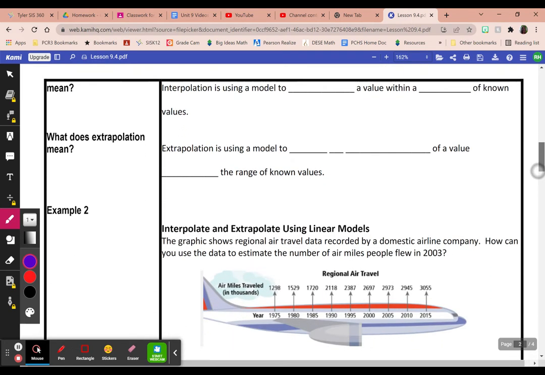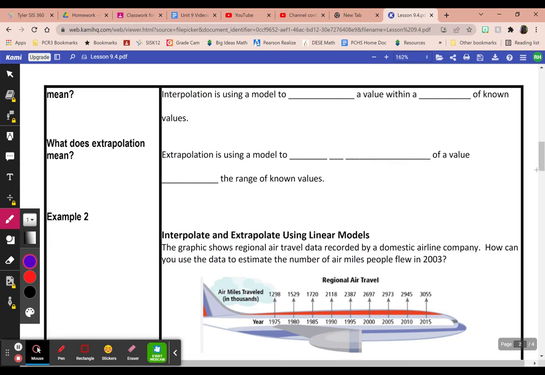All right, so next one, interpolation and extrapolation. So interpolation is going to be using a model to estimate a value within a range of known values. So if they give us a range of numbers, we can kind of estimate where we think another number might fall based on what we already know.